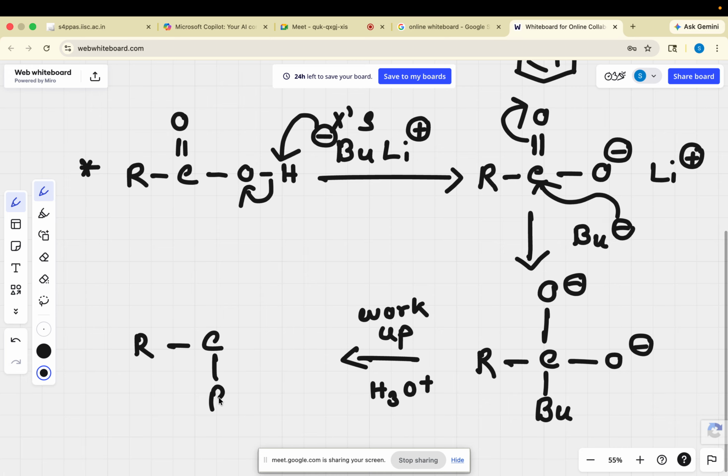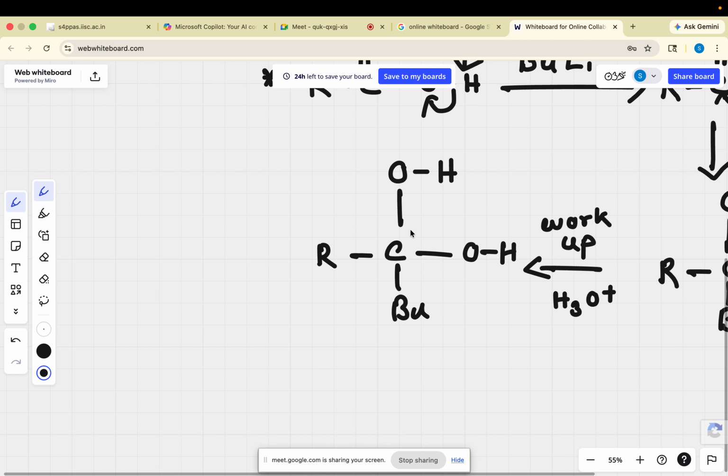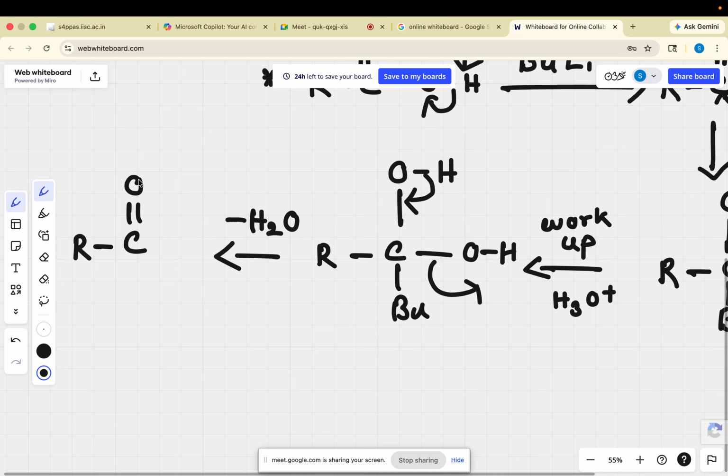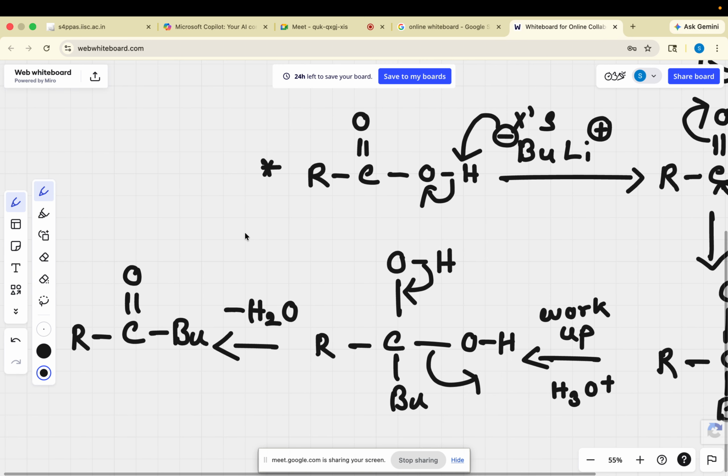fine. So this thing we are getting. After workup or H3O plus, you will get OH. And I told you guys that when one carbon atom has two OH groups, water will release from here. So minus water, and ultimately we are getting this ketone compound. So if you use excess of butyl lithium, you will get this ketone compound from the carboxylic acid molecule. Clear? Done.